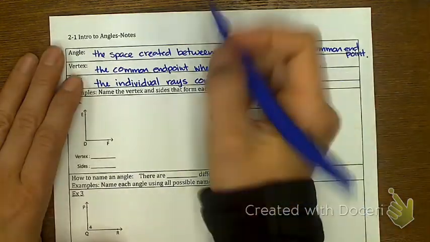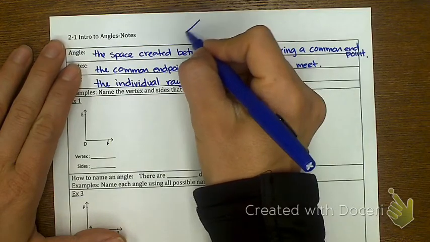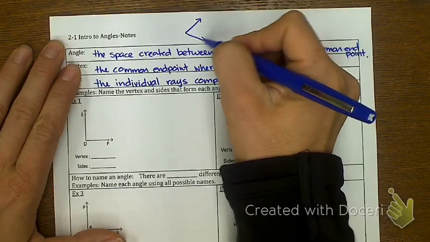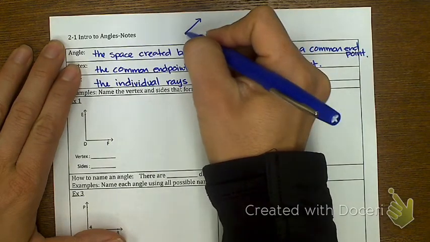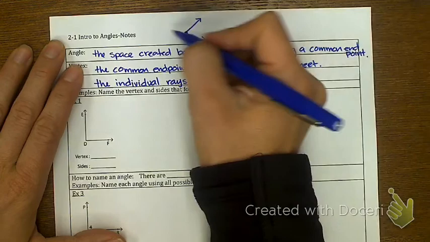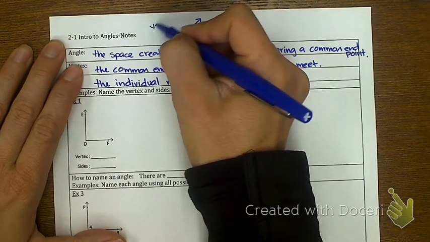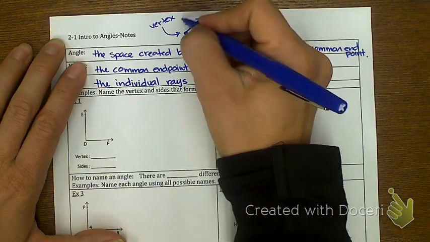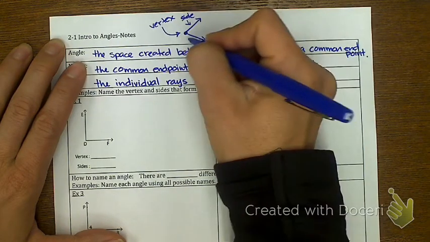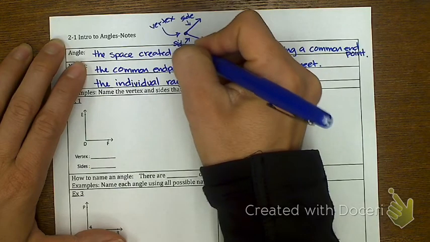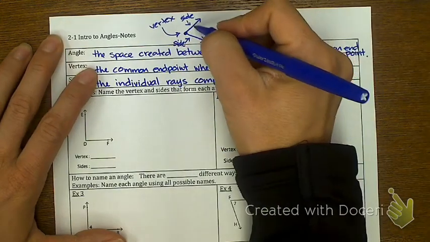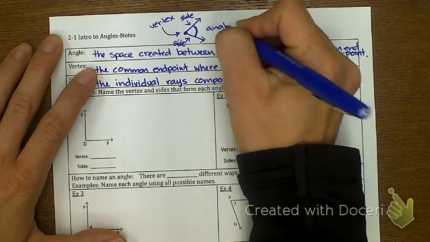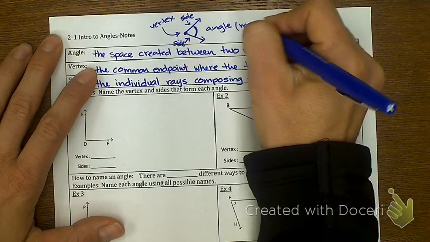Okay, so I'm going to draw you a little picture of an angle up here. So we have two rays sharing a common endpoint. Okay, this common endpoint is called the vertex. Over here, we've got one of the rays, this is a side. The other ray, this is another side. The space that's in between here, this is the angle, which we measure in degrees.